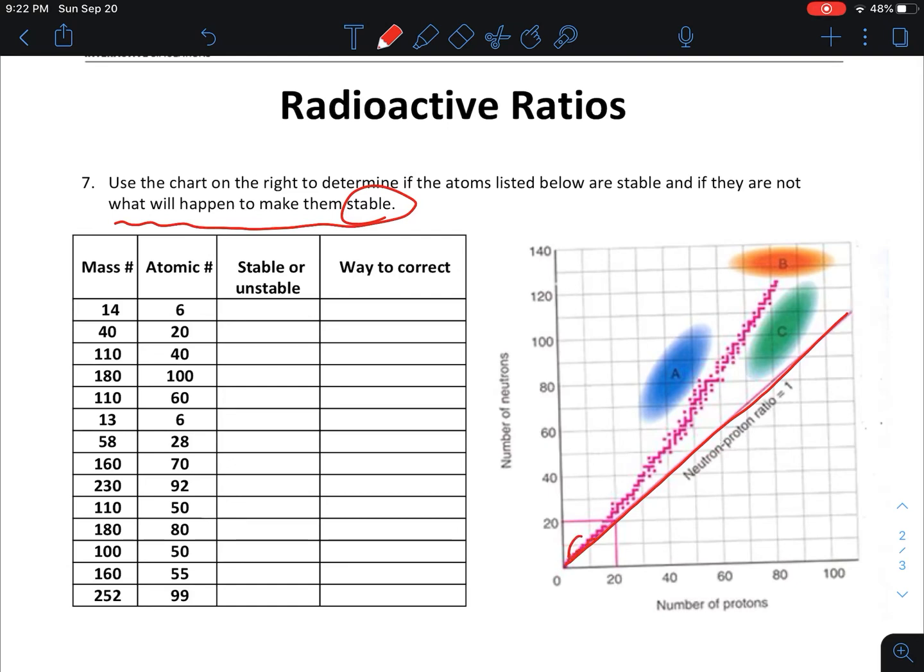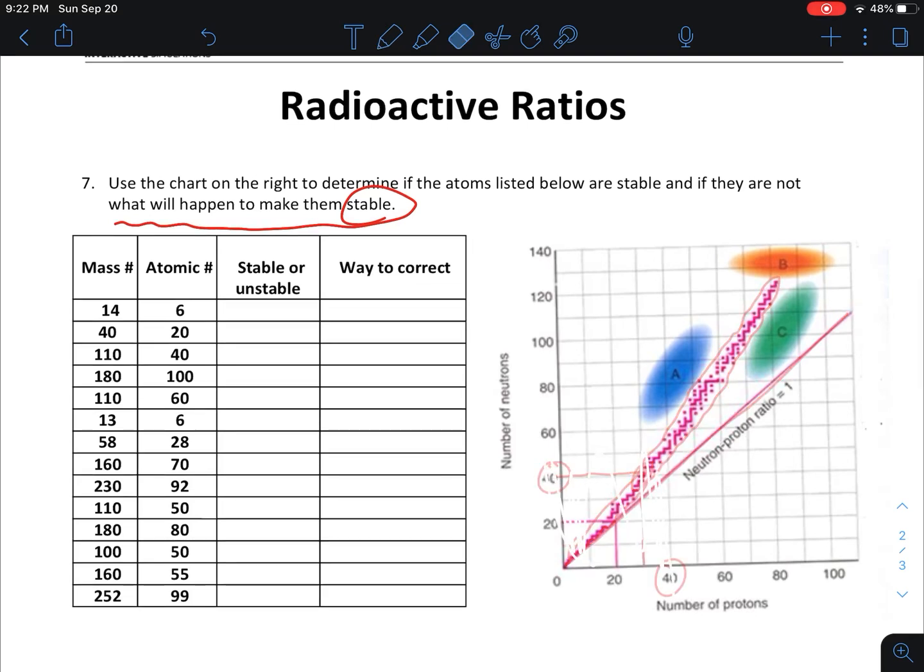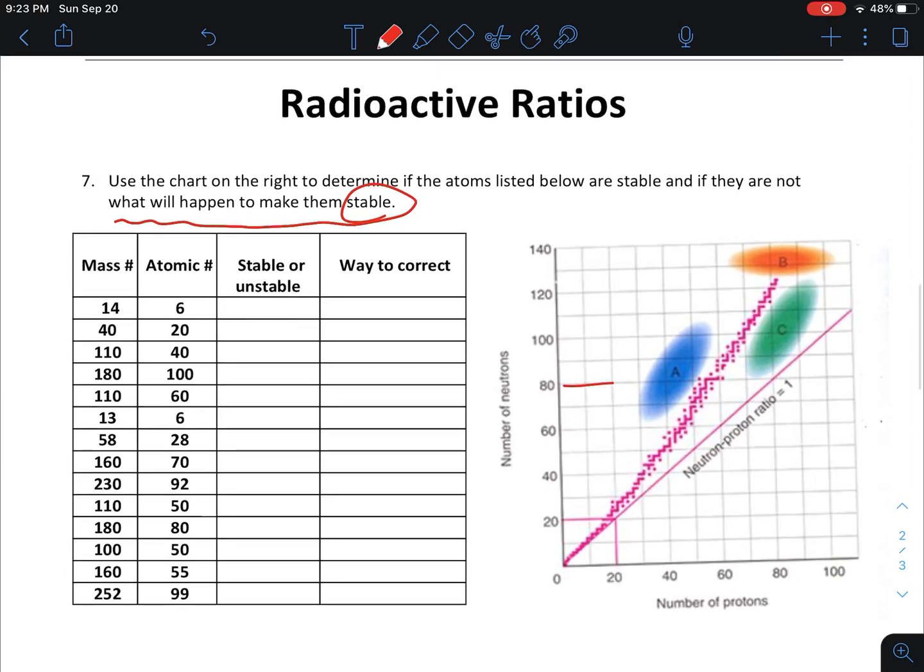And then all these dots, I don't know if you're able to figure this out and guess, all these dots are stable isotopes or stable ratios of neutrons to protons. So like if I had 30 protons, 40 neutrons, that would be a stable isotope. If I have something that comes over here, so let's say I have 80 neutrons and 40 protons, I'm in this range here. This is going to be unstable.